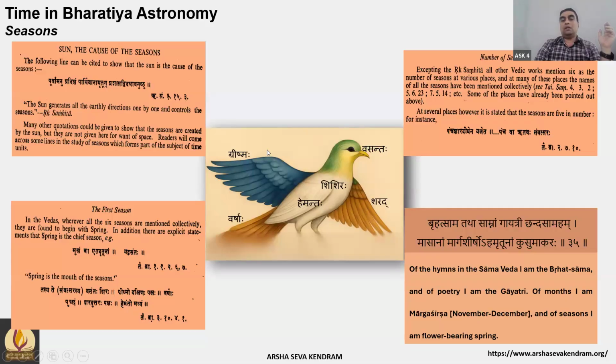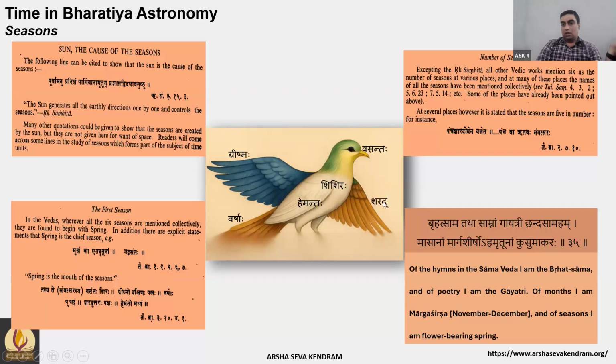The Grishma Ritu, or the summer season, is the right wing of the bird. The Varsha Ritu, or the monsoon season, is the tail of the bird. The Sharad, or the autumn season, is the left wing of the bird. And Hemanta and Shishira is the cold season, which is the chest of the bird. And Hemanta is also the body of the bird. So these are the 6 seasons that most of our texts refer to.